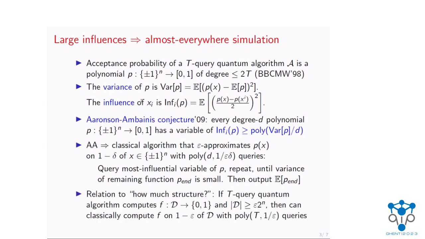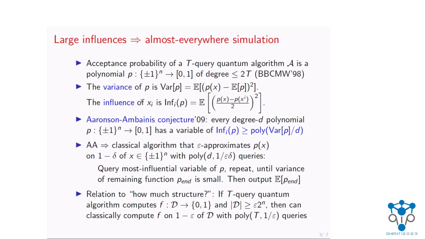And here's the relation to the question of how much structure is necessary for speedup that I asked in the beginning. Suppose you have a T-query quantum algorithm for some promise function, where the domain D is some subset of the Boolean cube. Let's say that the subset is not too small. Then what this conjecture, this simulation, is saying is that your quantum algorithm for this promise function can be simulated almost everywhere with small blow up.